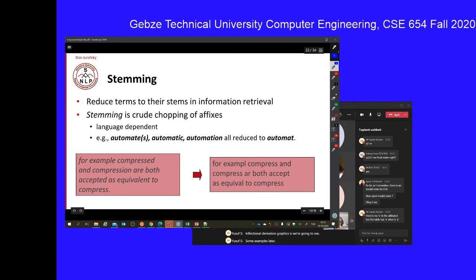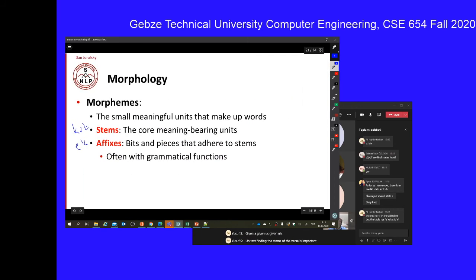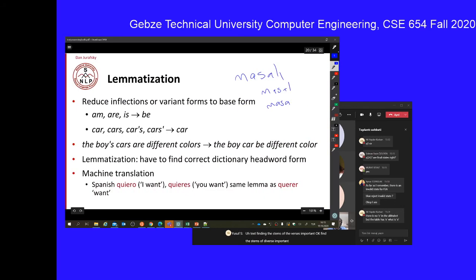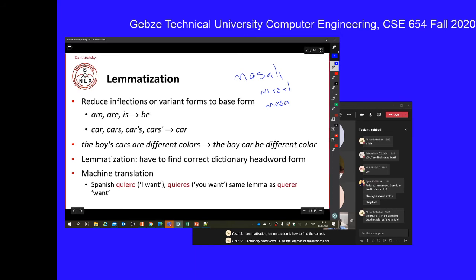Given a text, finding the stems of the words is important. Stem is a little bit different than lemmatization. Lemmatization is how to find the correct dictionary head word. So the lemmas of these words are "be," but stem is a little bit different.